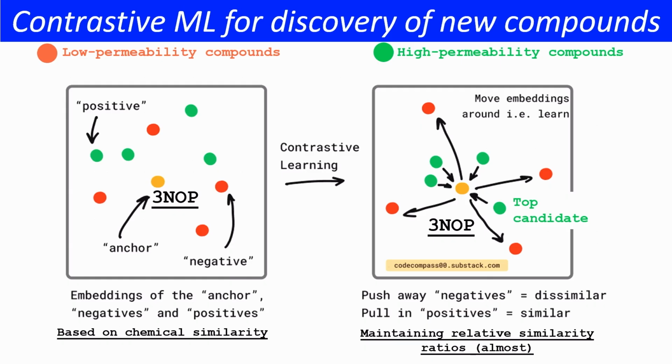Finally, I leave you with this final slide. We are building contrastive machine learning models which try to distinguish our molecules from 3-NOP so that we can also foray into new intellectual property space.